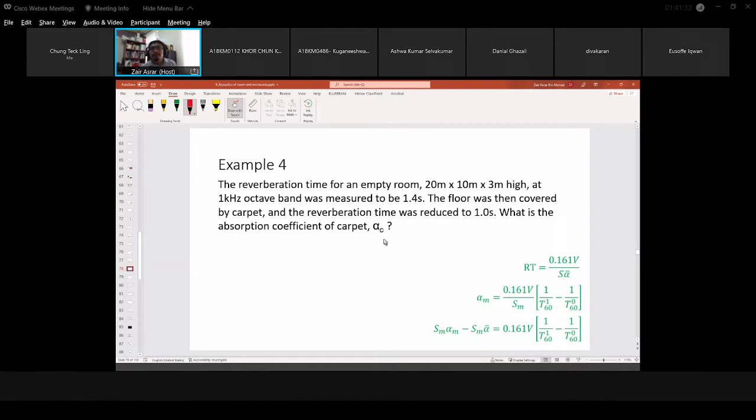Okay, so basically in this case, we know the carpet is covering the floor. We need to use this equation. The absorption of the room is being affected by the presence of the carpet, so we need to use this equation.